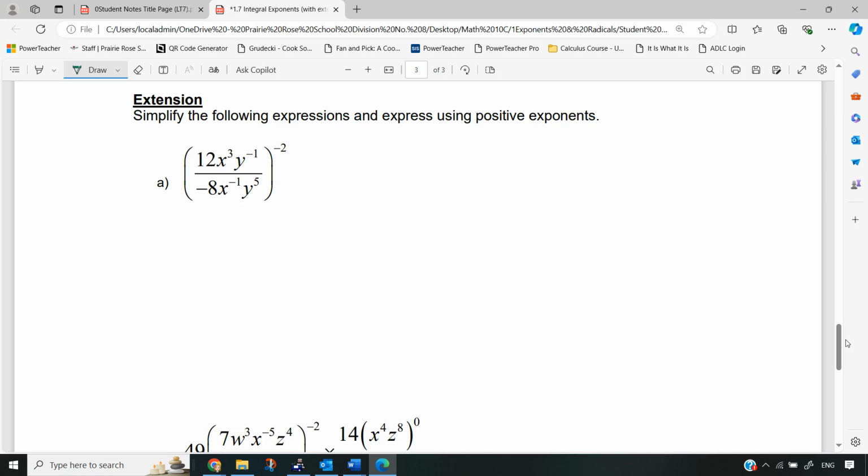So for this first example, we have 12x cubed y to the negative 1 divided by negative 8 times x to the negative 1 y to the 5th, all to the exponent of negative 2.